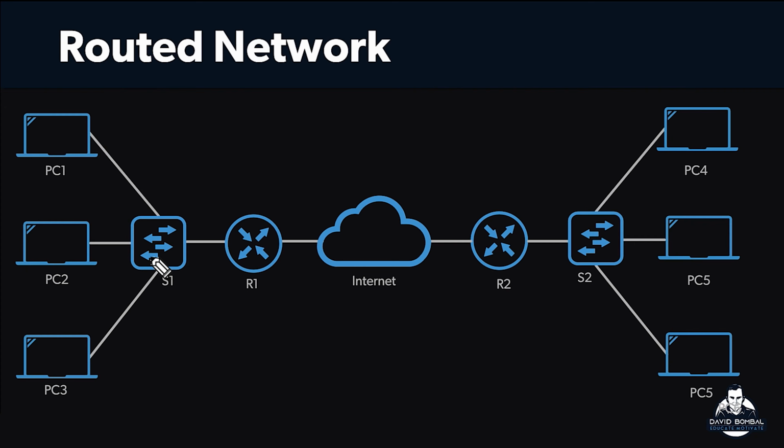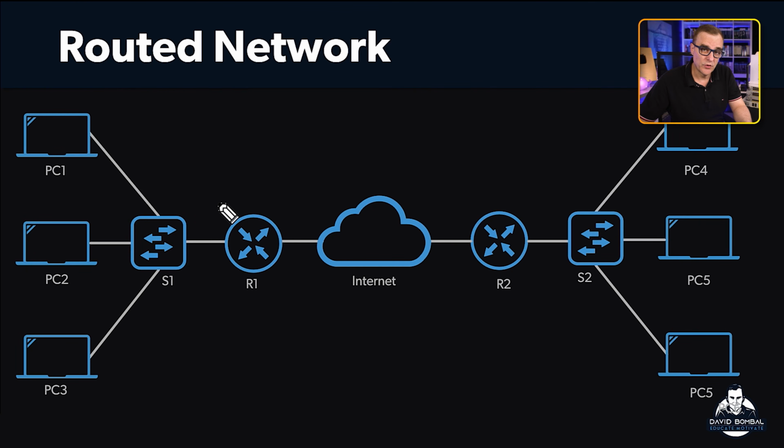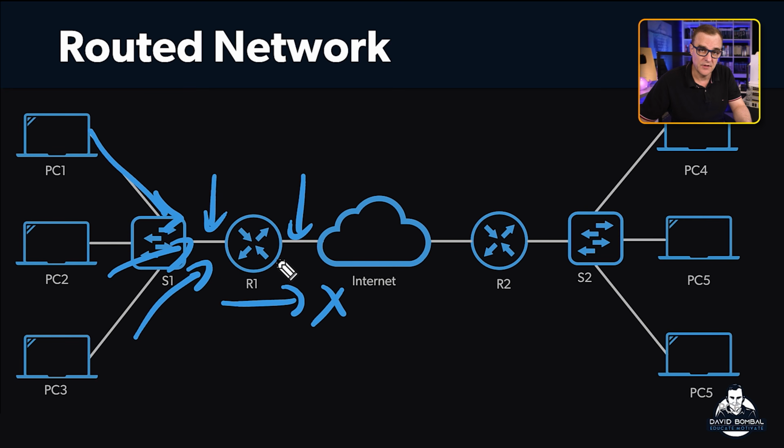Now, from a traffic point of view, important to note that each interface on a router is a separate broadcast domain. If broadcasts are sent by any of these devices, the router will not forward the broadcast onto the internet. And in the same way, if a broadcast is received by router 2 on this interface, that broadcast is not forwarded to the local area network. Every interface that's a routed interface on a router is a separate broadcast domain as well as a separate collision domain.